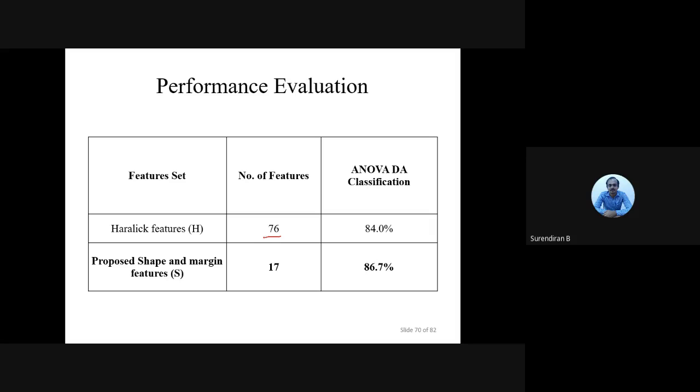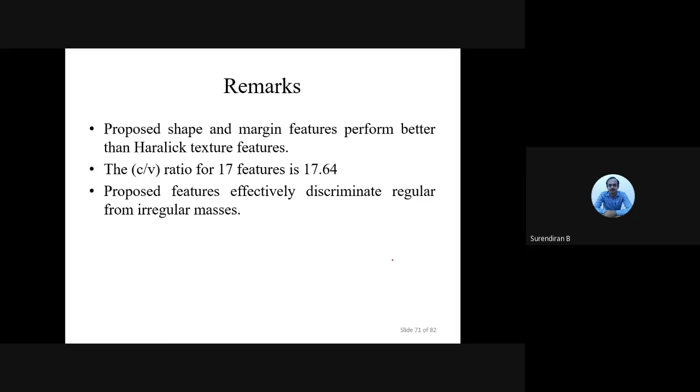We compared with the Haralick texture features: we extracted 76 features and it gives 84%, but they proposed only 17 features, which gives 86.7%. If we take the CVB ratio, with 300 images taken, 300 by 17 gives more than 17 point something, which is greater than 4.16. So the CVB ratio is also very good. That's about the shape-based features.